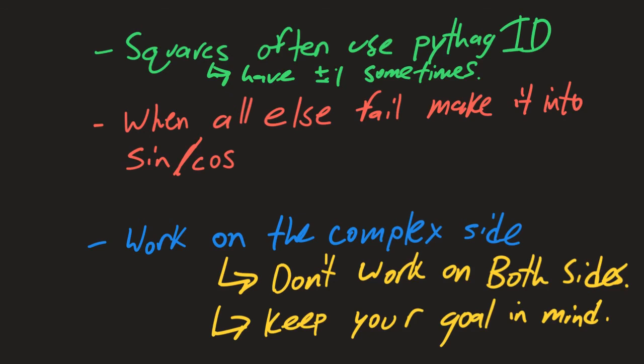All right. And in blue, the last thing, work on the complex side. Guys, this applies to verifying. You have to work on the complex side, and you cannot work on both sides. Keep your goal in mind, guys. Whatever was on the other side of that equal sign, that's where you're trying to end up. Sometimes you find yourself at the answer and you keep going trying to simplify it further when you don't need to. I hope these hints help you guys with verifying and simplifying these trig identities and expressions.